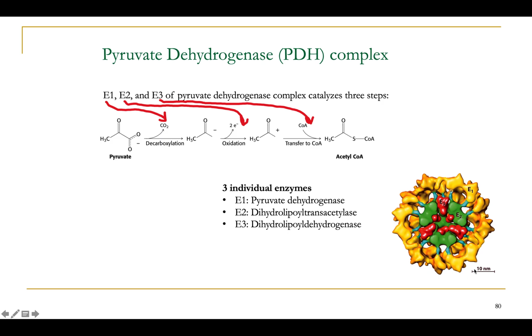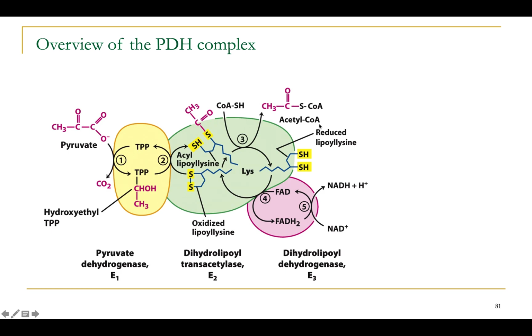And to understand why it is so big and so complex, we have to look at the inner workings of the pyruvate dehydrogenase complex. This is a schematic representation of the PDH complex. In these schematics, the E1, E2, and E3 activities are shown in yellow, green, and pink.